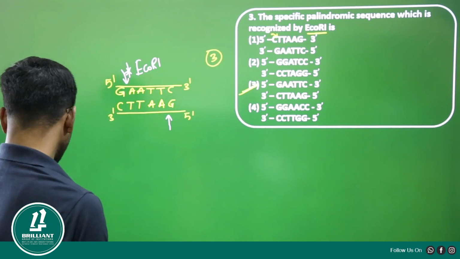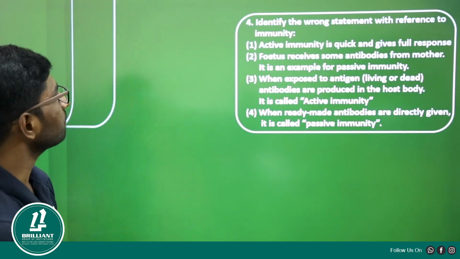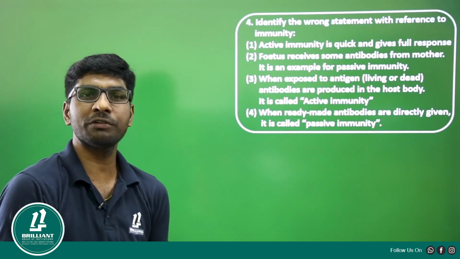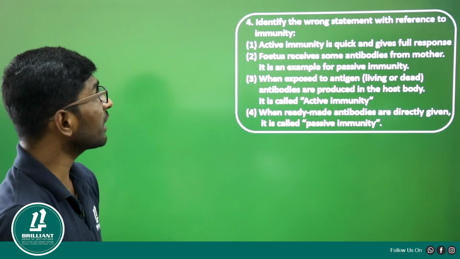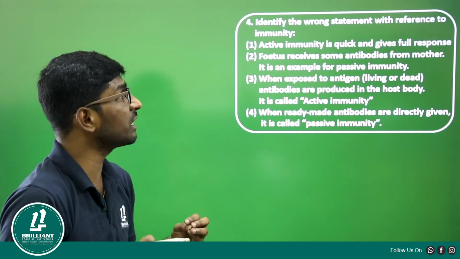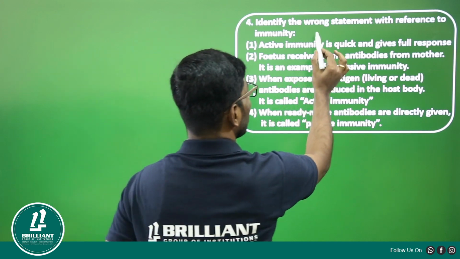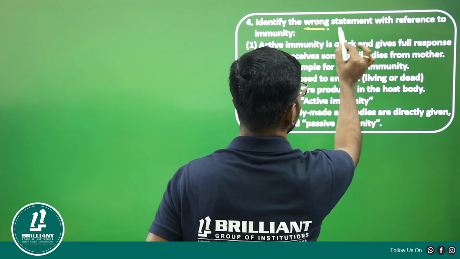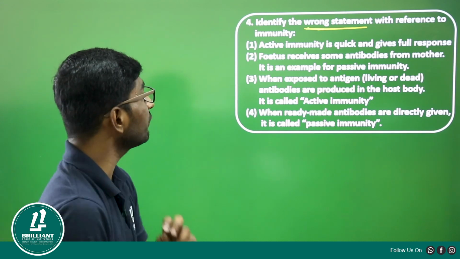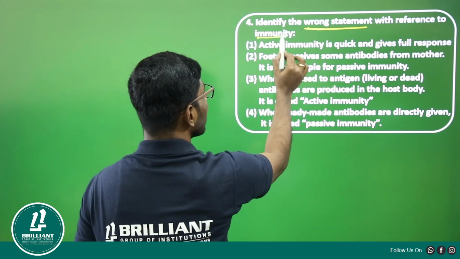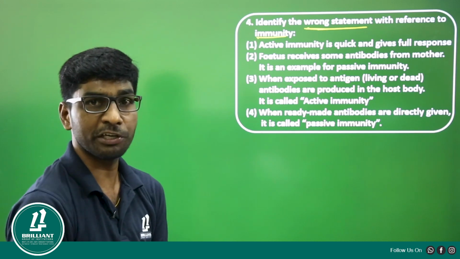Question number 4. Look at the question number 4, what they are asking. This question is also from the 12th grade, Human health and disease. Identify the wrong statement with reference to immunity. Wait a moment. I wanted to highlight which one they are asking in the question. Wrong statement with reference to immunity they are asking, right? Wrong statement we need to identify.